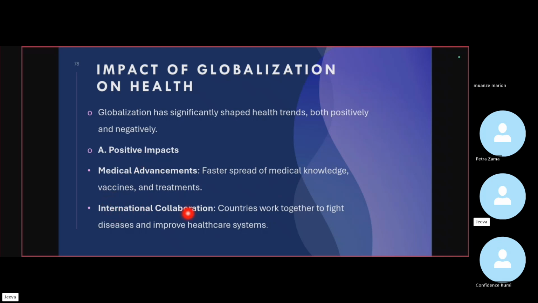Then international collaborations, where different countries work together to fight against diseases and to improve the overall healthcare system. Like that, globalization has got a positive impact on the healthcare system.